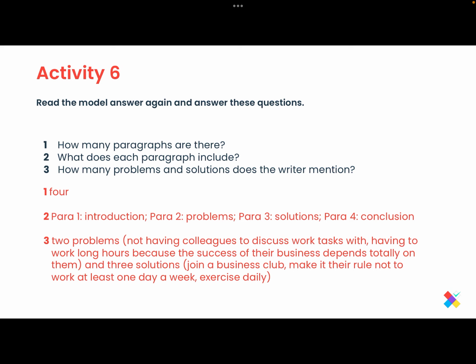And how many problems and solutions does the writer mention? 2 problems and 3 solutions. Now you can do this. You can have 2 problems and 3 solutions. That's totally fine because you want to save the best for last. But remember to have a balance. Don't mention 2 problems and only 1 solution, or 3 problems and 1 solution. It's totally fine to have more solutions to the problem. All right, so we know exactly what we should include in an essay, disregarding the type of essay you have to write.